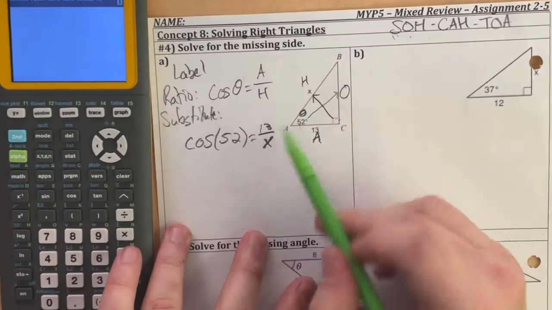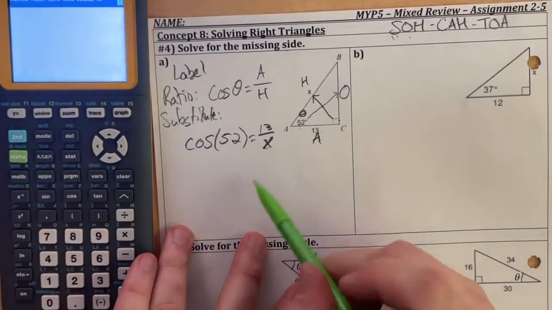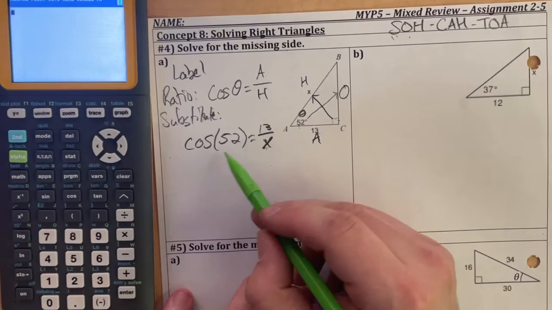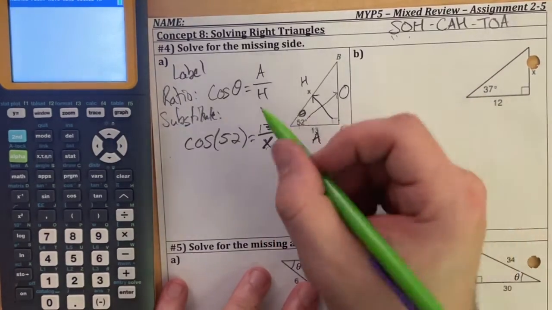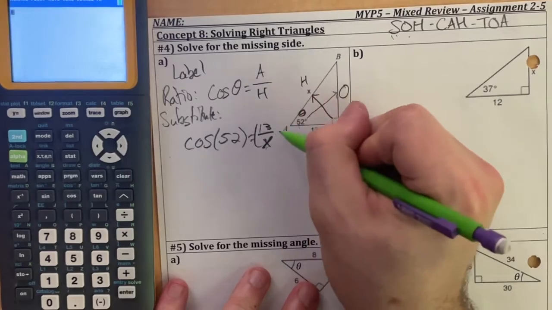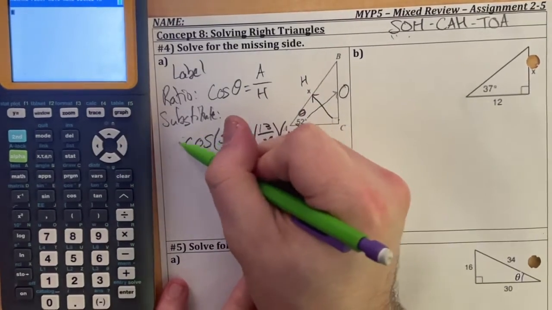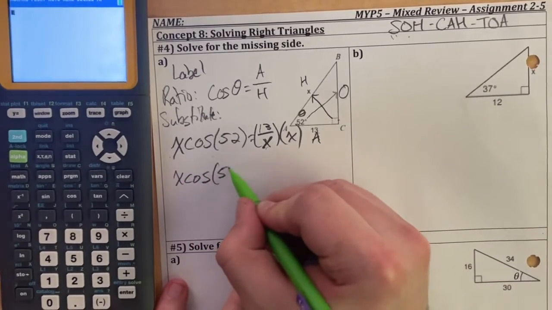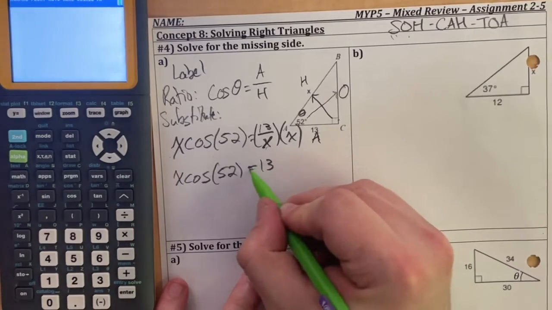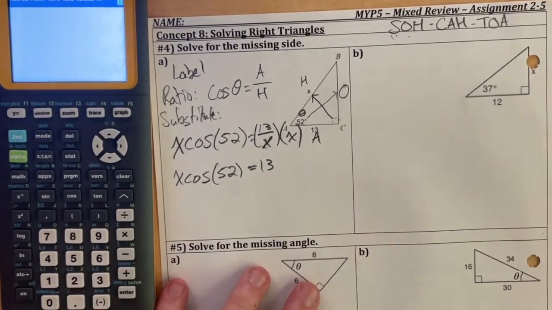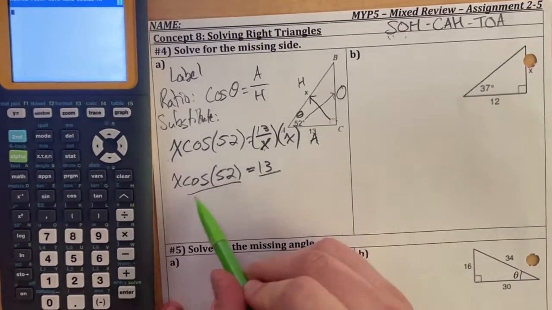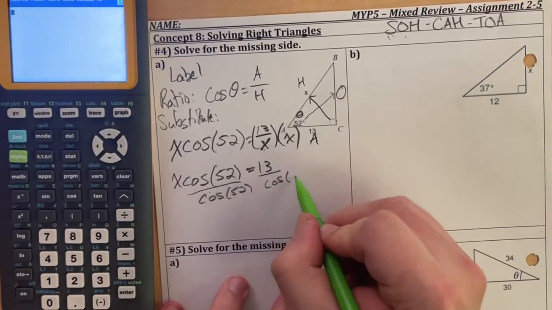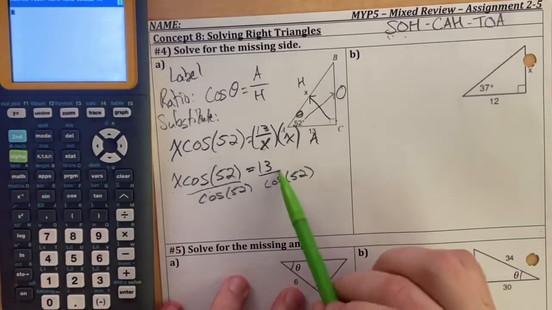And this one's the little tricky one. When you have that X in the denominator, that just means you have to multiply both sides by X first, and then get X by itself by dividing both sides by cosine of 52. So here's what I want to do. I'm going to multiply first both sides by X. That would give you X times cosine of 52 is equal to 13. Again, I'm just using my inverse operation to get X by itself. Divide both sides by cosine of 52.